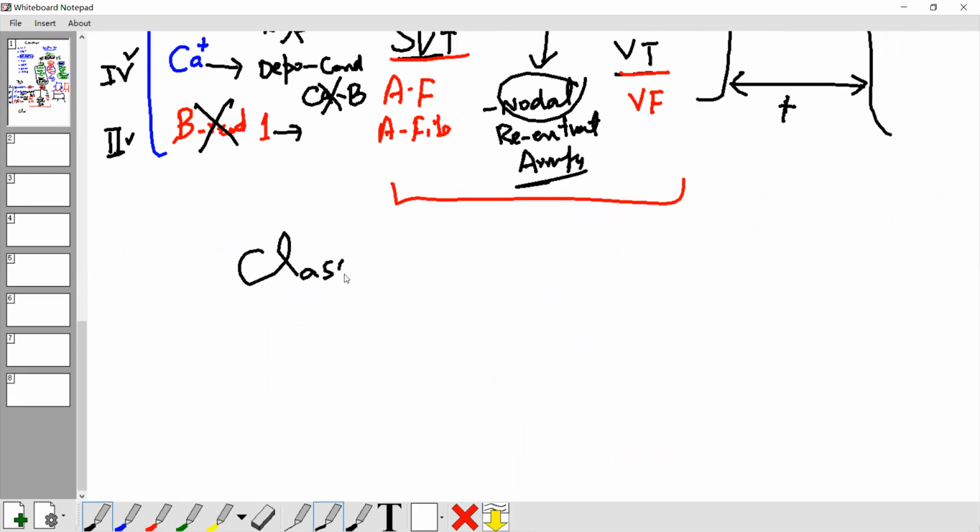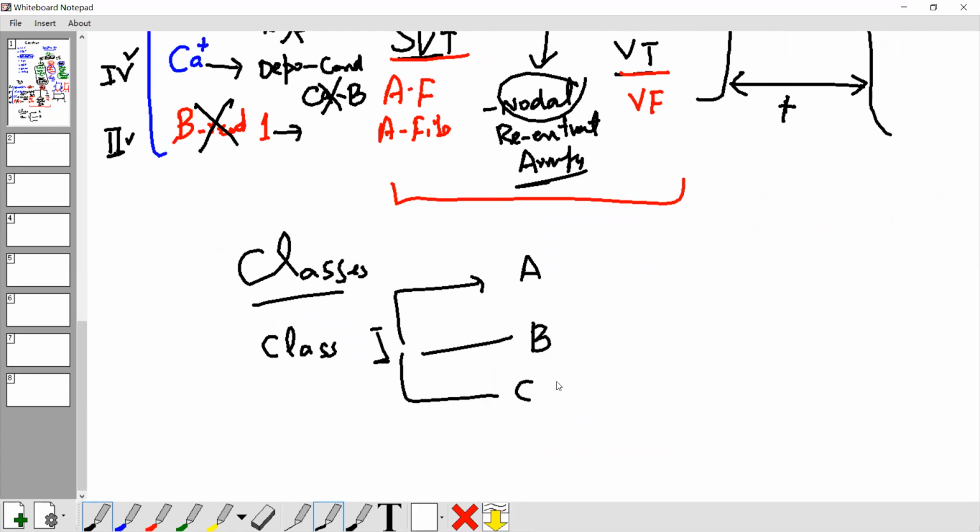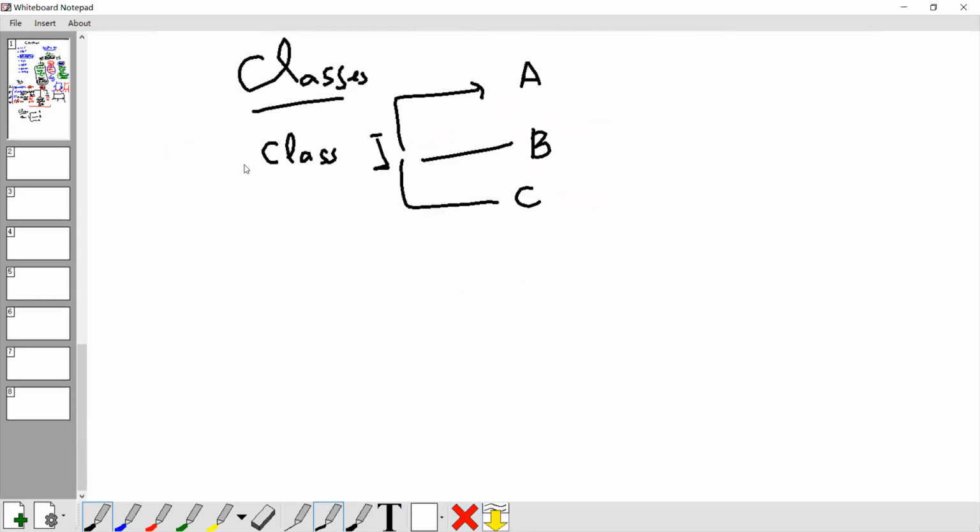What are the classes here? Four classes. Class 1 has further types: class 1A, class 1B, and class 1C. Clear? Class 1 has three types. So what's the name for class 1? These are sodium blockers. So they do not allow ventricle depolarization.